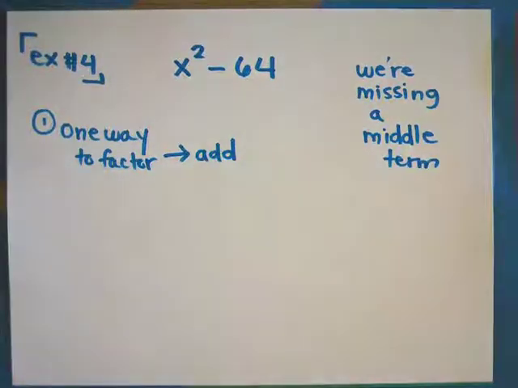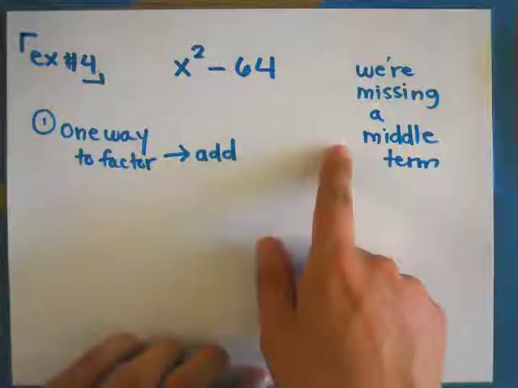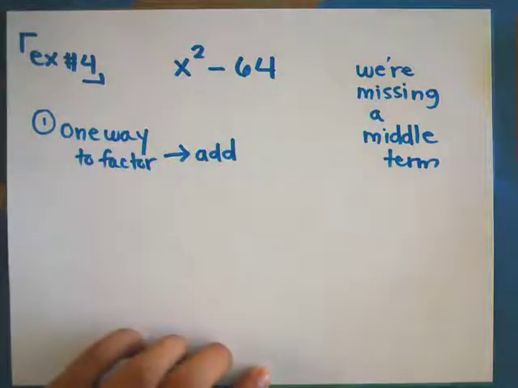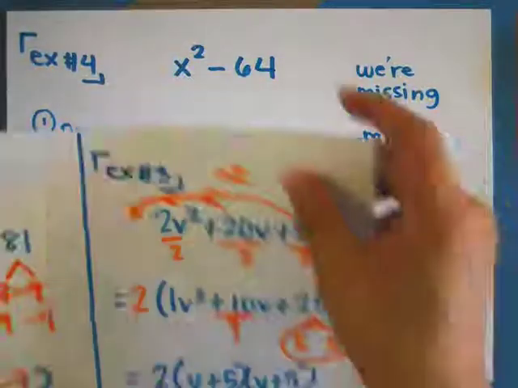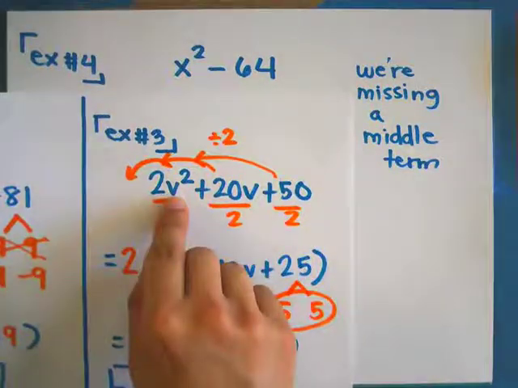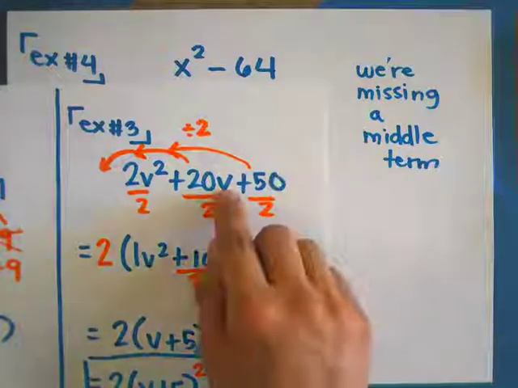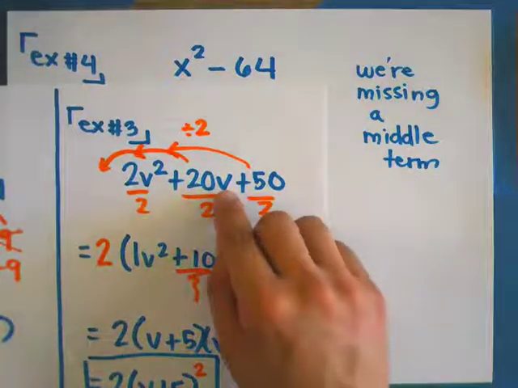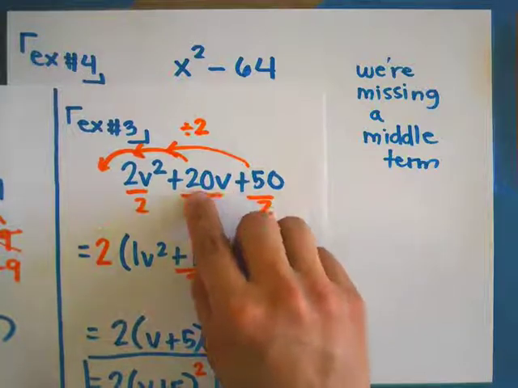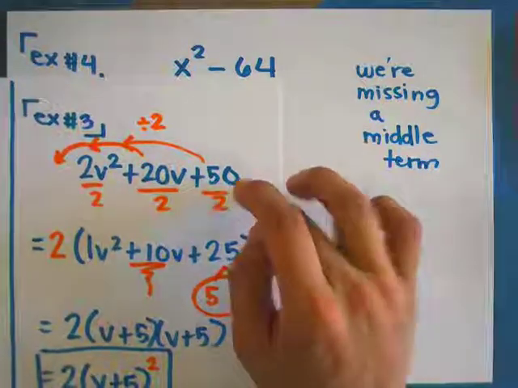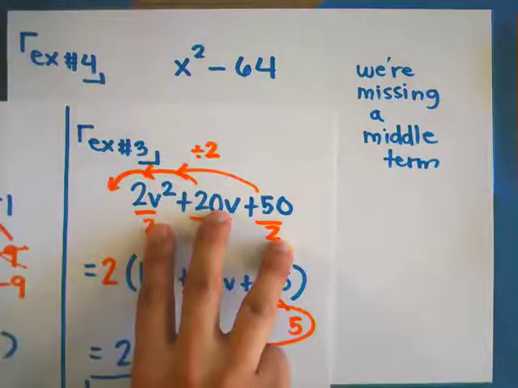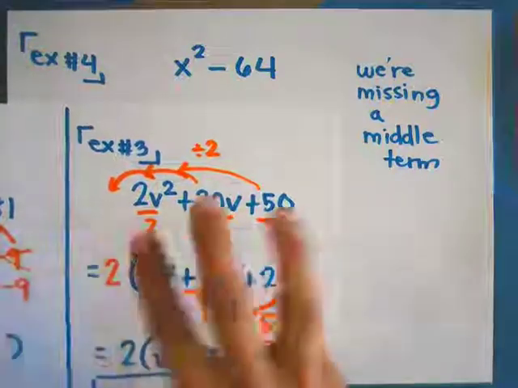Okay, last 3 examples for you guys, and then I want you to do some practice problems on your own. Okay, x squared minus 64, and I've written down here, we're missing a middle term. Usually, going back to the last example, we have a quadratic term, a linear term, just the variable by itself with the coefficient, and then we have a constant or a number, so we have 3 terms, like a trinomial.